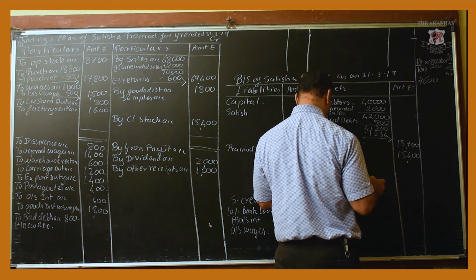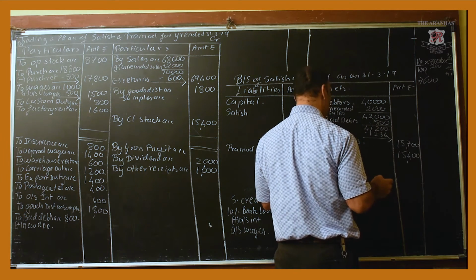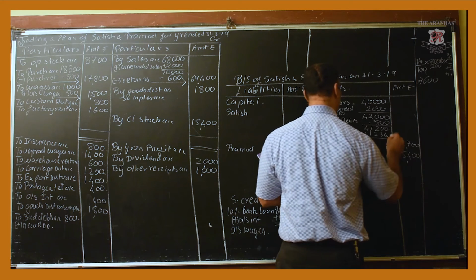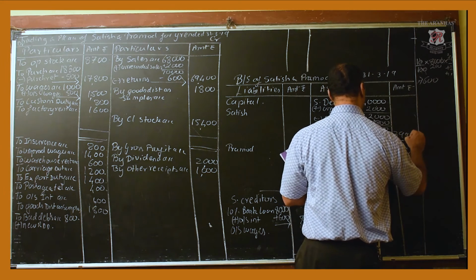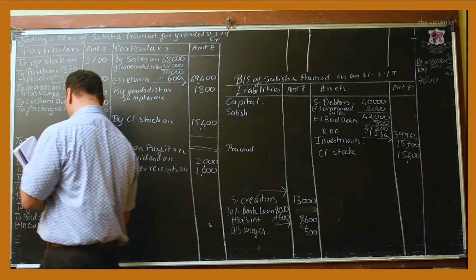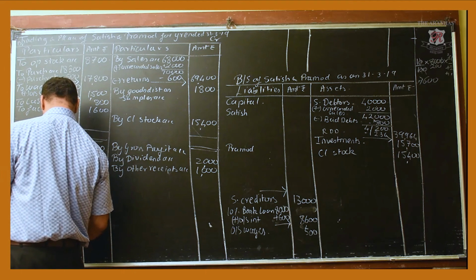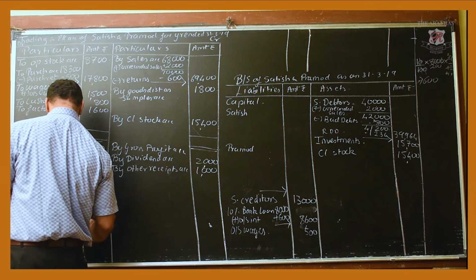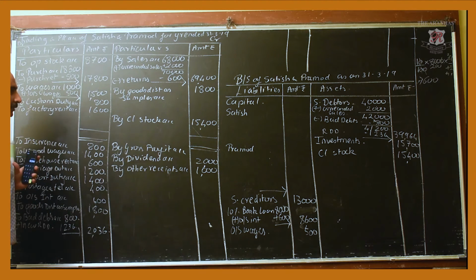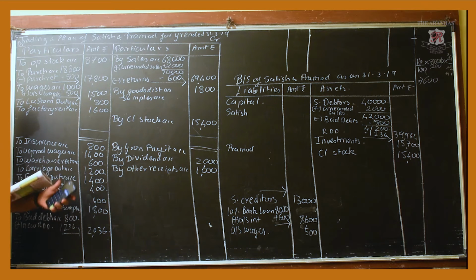So 41,200 minus 1,236 gives 39,964. And this 1,236 will come here. So outside we will get 2,036 as the total bad debts plus RDD. So this completes all the adjustments.